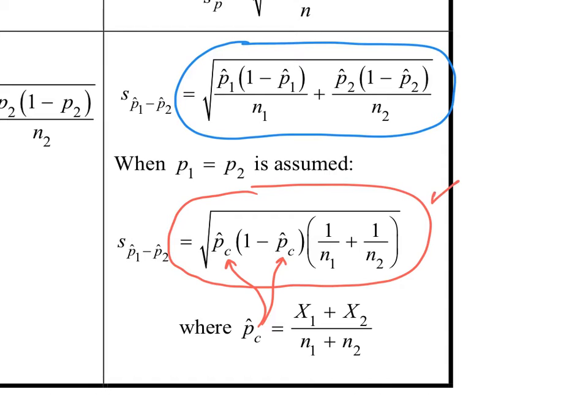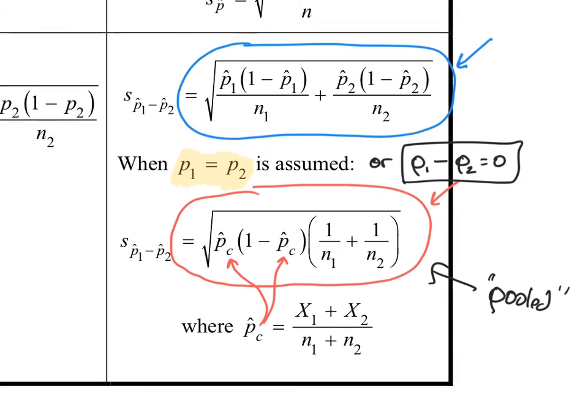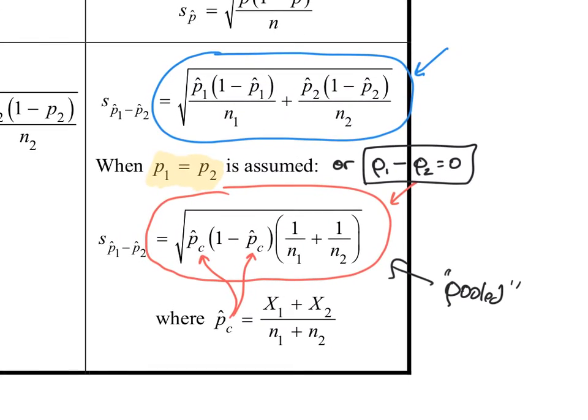But when do we use what's in red? When do we use what's in blue? That's a good question. When p1 is equal to p2, or you could say, if p1 minus p2 is equal to 0, if the population proportions subtracted from each other equals 0, then we're going to be using this one down here. We call this the pooled standard deviation. Otherwise, we just use the one above.